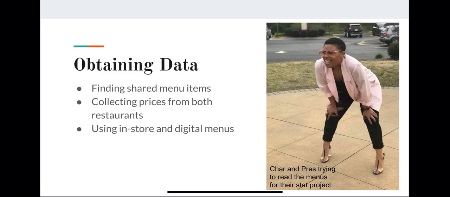We conducted an observational study. We collected data by finding items that both stores sell, including various drinks and bakery items. We found 46 shared menu items, and we acquired the prices by recording information listed on in-store menus and the Starbucks and Dunkin' apps.